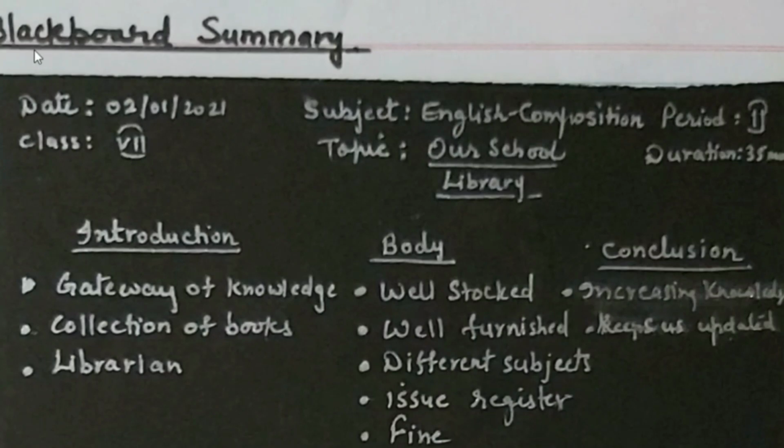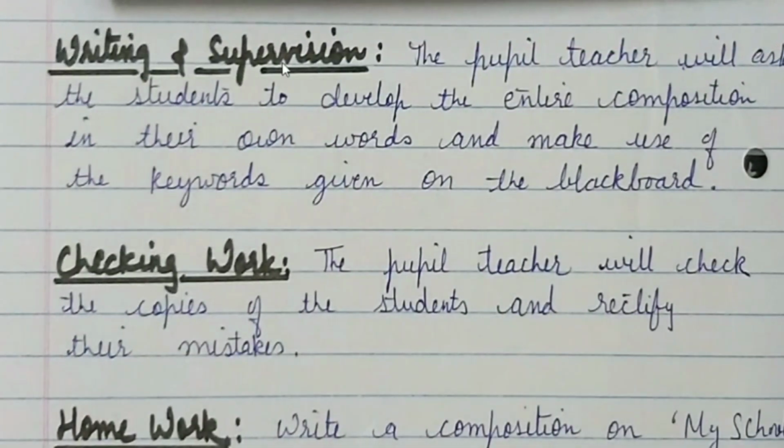Now the presentation part is over. So you will paste Blackboard summary in your lesson plan showing the keywords for developing introduction, body and the conclusion of the composition. The next heading will be writing and supervision. Here you will write, the pupil teacher will ask the students to develop the entire composition in their own words and make use of the keywords given on the blackboard.